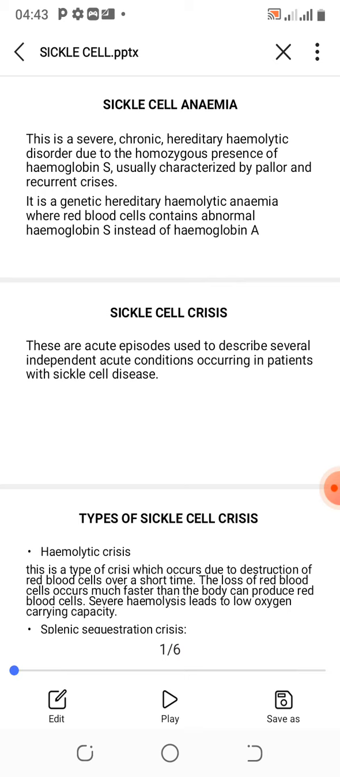Since we're focusing on a crisis, what is a sickle cell crisis? Sickle cell crisis refers to acute episodes, a term used to describe several independent acute conditions occurring in patients with sickle cell disease. So what are the types of sickle cell crisis?